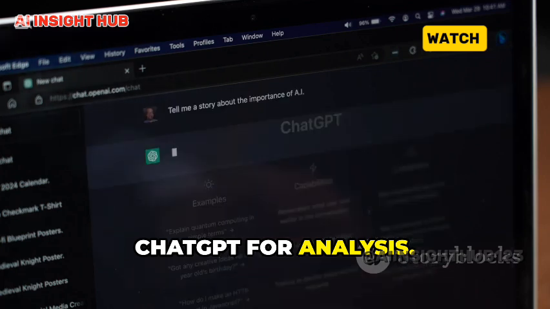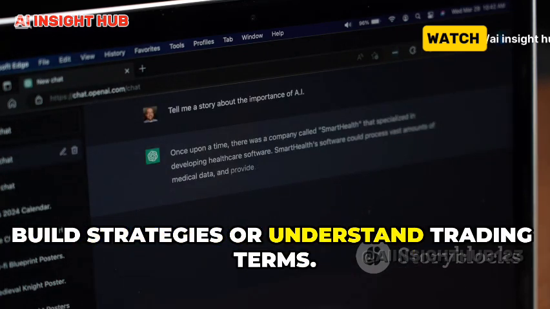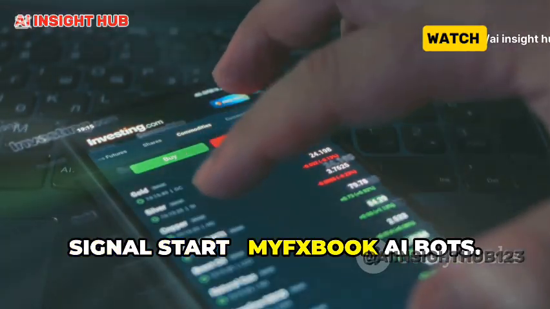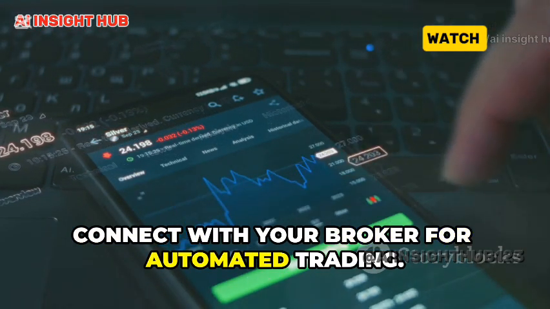ChatGPT for analysis. Ask ChatGPT to analyze Forex news and patterns. Build strategies or understand trading terms. Signal Start, MyFX Book AI bots. Follow verified AI bots. Connect with your broker for automated trading.